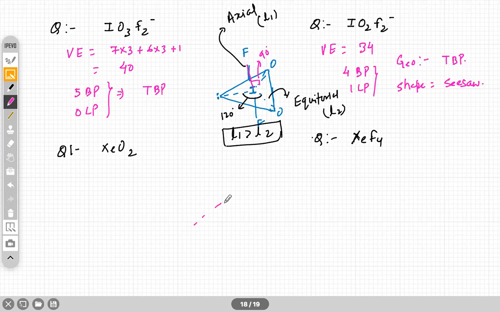See, suppose we have a line. This part is coming towards me. And this part is going towards you into the plane of the screen, right? So this particular thing is placed like this. So this looks like a seesaw. This part is nothing but this bond. And we have this line. Okay.